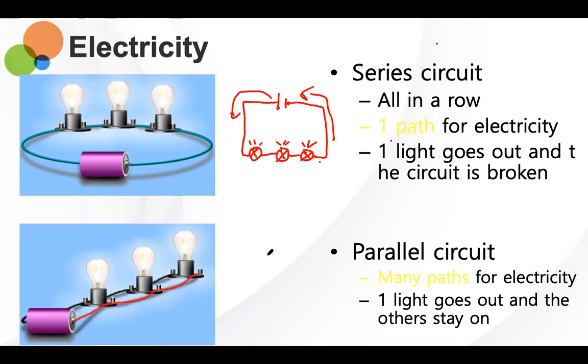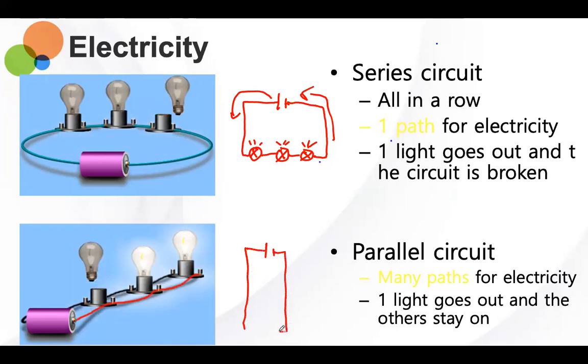Now, on the other hand, for a parallel circuit, you would do something like this, and you have a bulb here, or a lamp here. You have another lamp here and one more lamp here. Essentially, what if we disconnect one of these lamps? What will happen to the rest of them? Will they turn off as well? No, sir. Right. So they will not turn off.